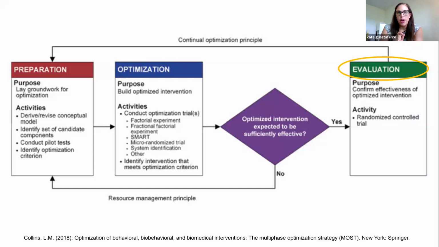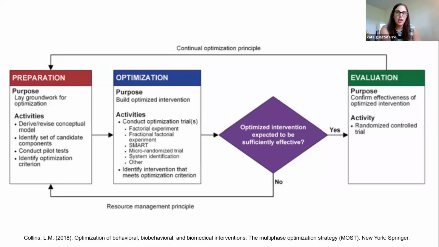One thing I do want to point out up here on this figure is the continual optimization principle. This holds that even an optimized intervention could be further optimized. So there's always more empirical studies coming out to maybe rethink or reconceptualize your components, but also there are always new constraints. And so therefore, there's a continual optimization process.